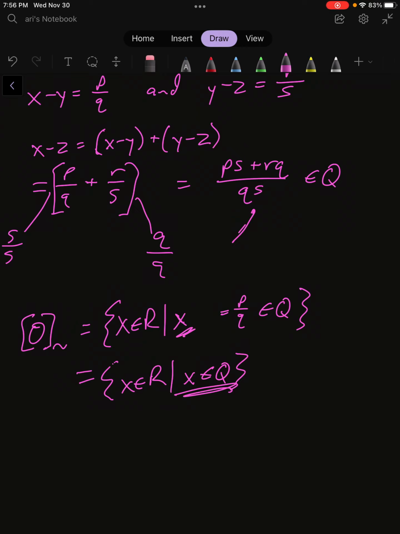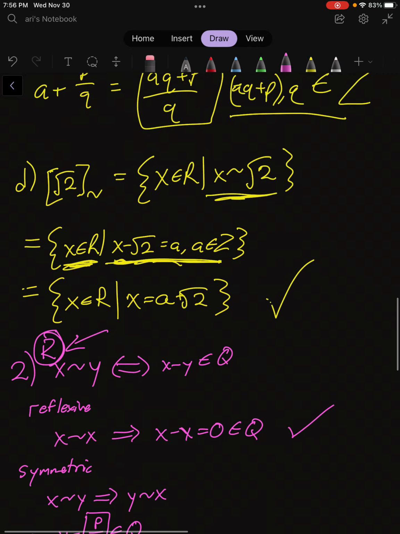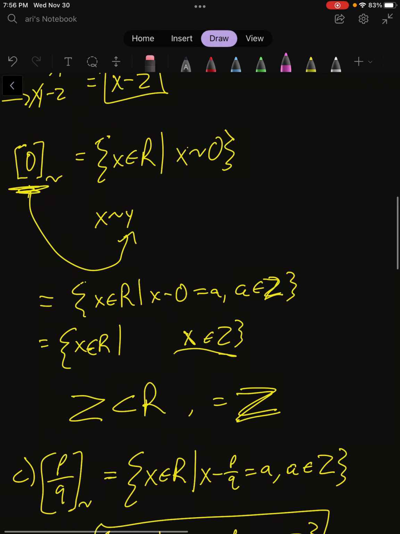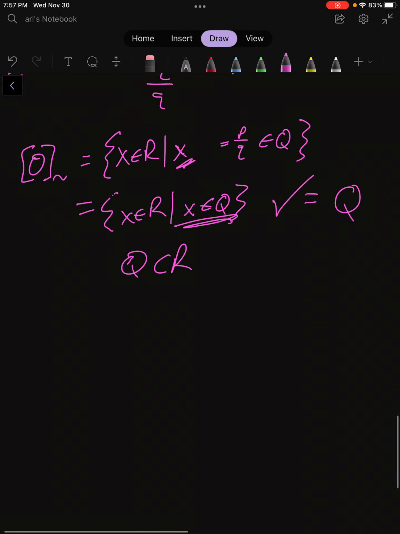So I could kind of just skip to this and cha-ching. So our set is all of Q. It's x in R such that x is also in Q. And since, again, Q is a subset of R, this is really similar to, if we go back, this example right here, where the equivalence class of 0 here is all the integers, and here the equivalence class is all the rational numbers.